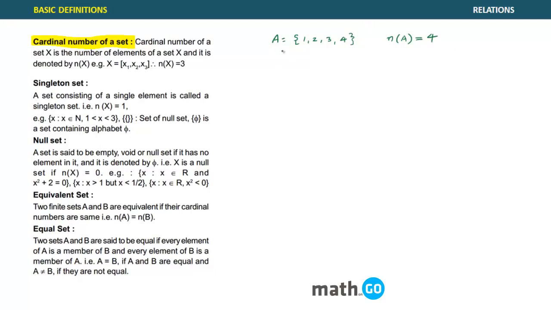Got it? In fact, the set A could also have been alphabets. That is not a problem. So A, B, C and D. Then also the cardinality would have been 4, because the number of elements in the set A is nothing but equal to 4.